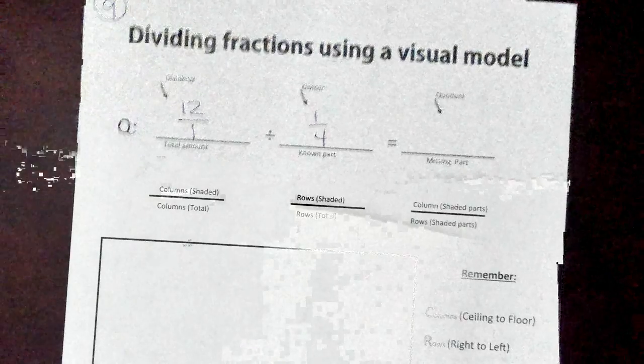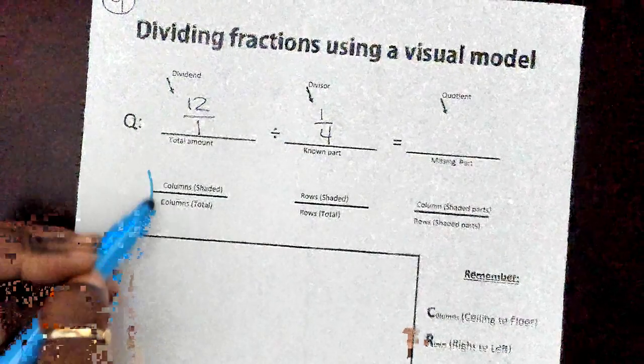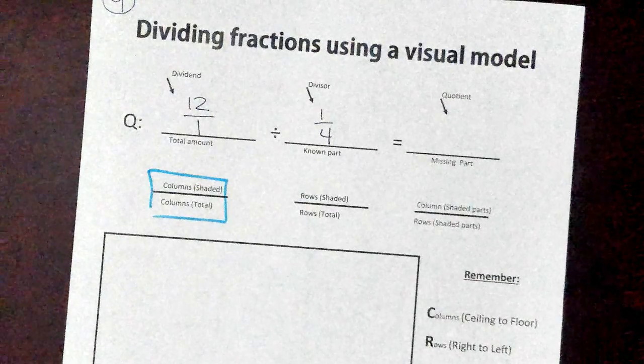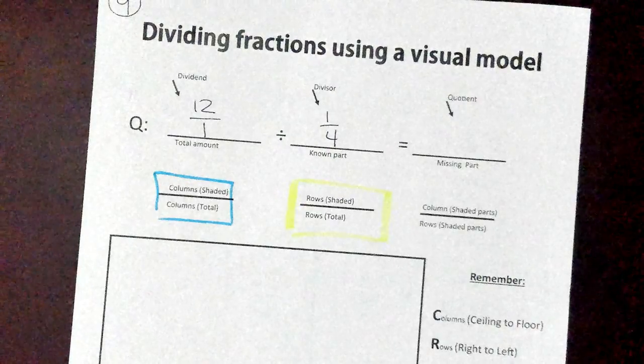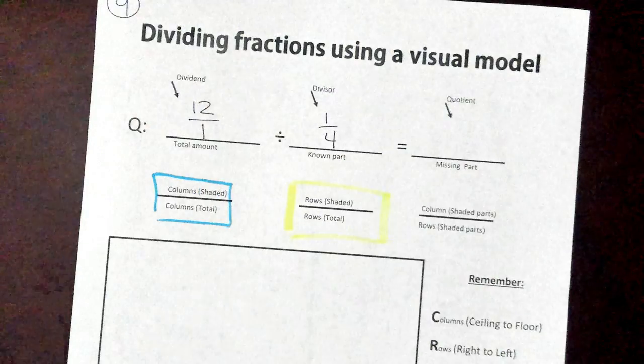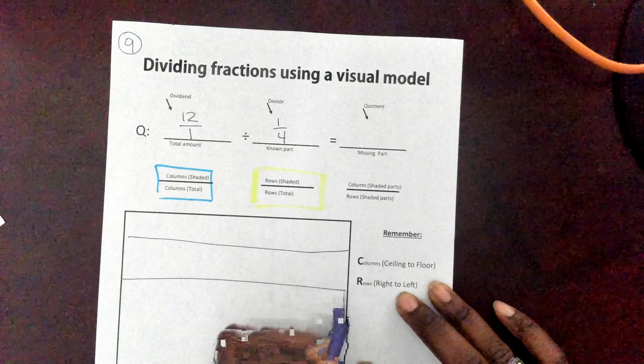All right, and so now we're going to try to model that. So the first thing that we need to do is remember our columns. Columns is C, ceiling to the floor, and we also need to remember about our rows. All right, so the first thing we need is 1 column, and we need 4 rows. So we have 1 column. This is our 1 column here. And we have a total of 4 rows. So we have 2, 3, and 4. So we have 4 rows.